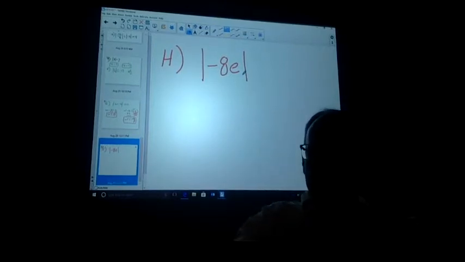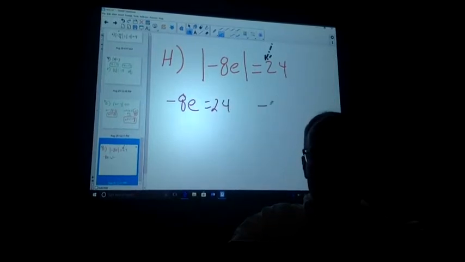It's 24. Okay. The negative can definitely happen on this one. It's when I have the negative right here that we have to worry. But we don't have that here. So I have two problems. I have -8e equals 24. And then I also have -8e equals -24. So I put two opposite signs.